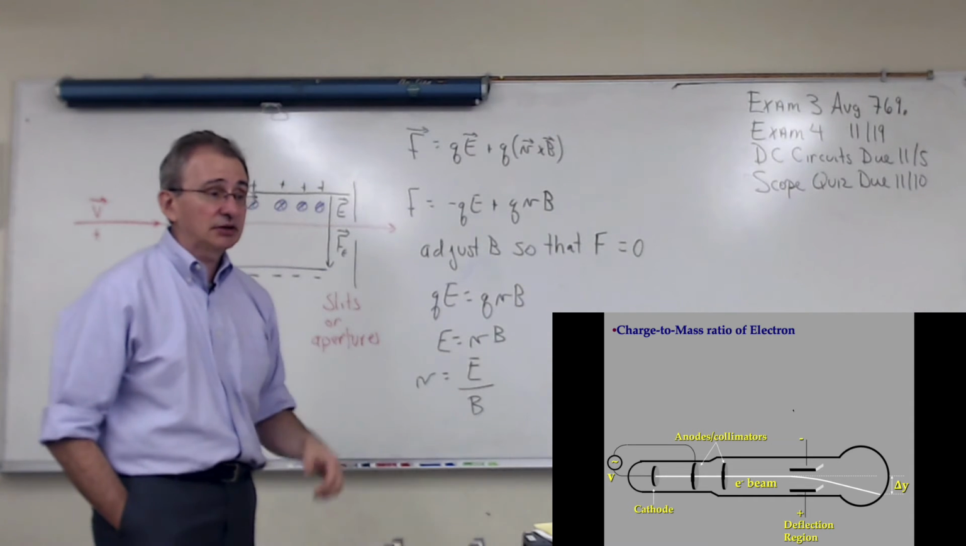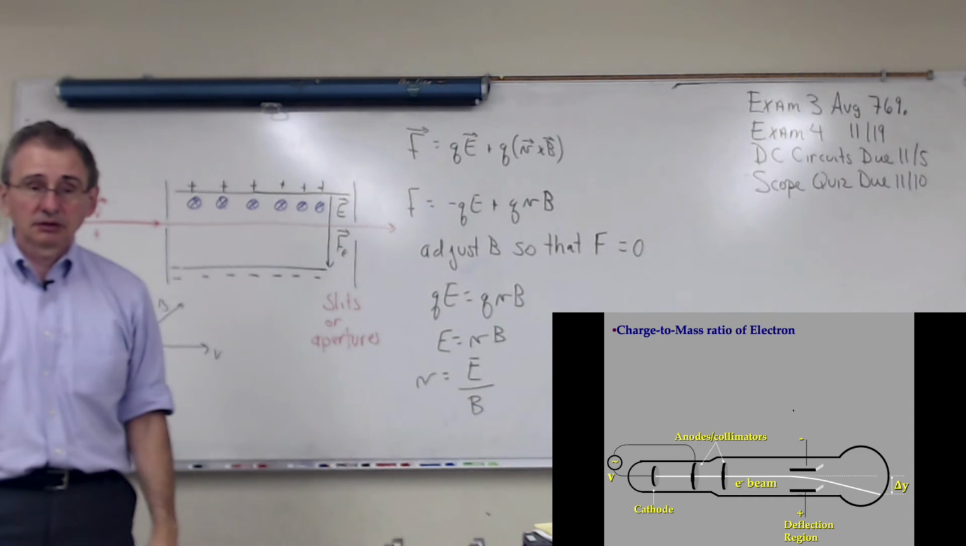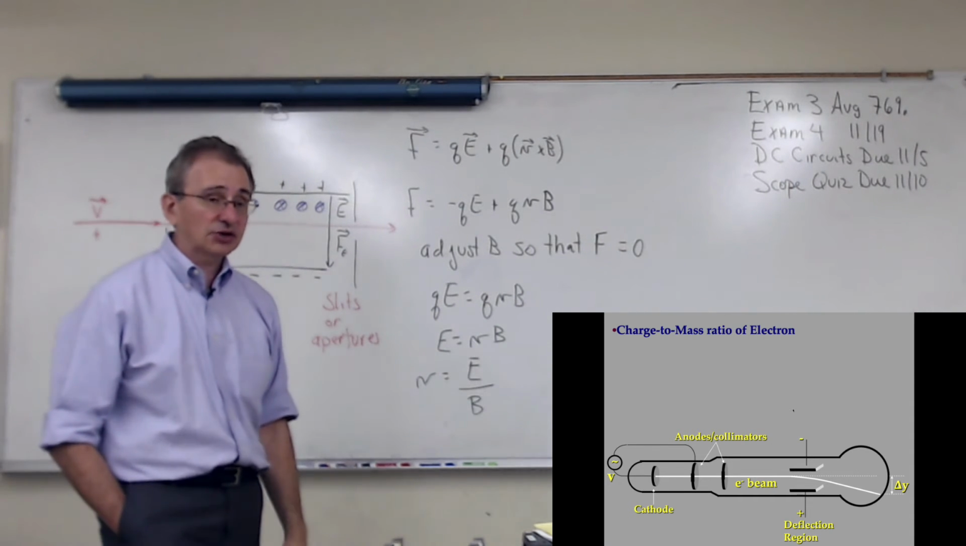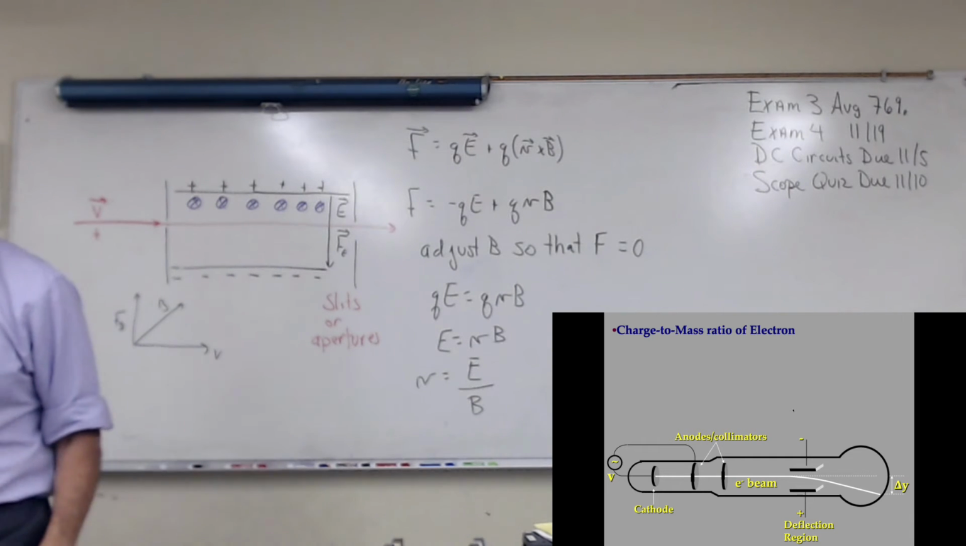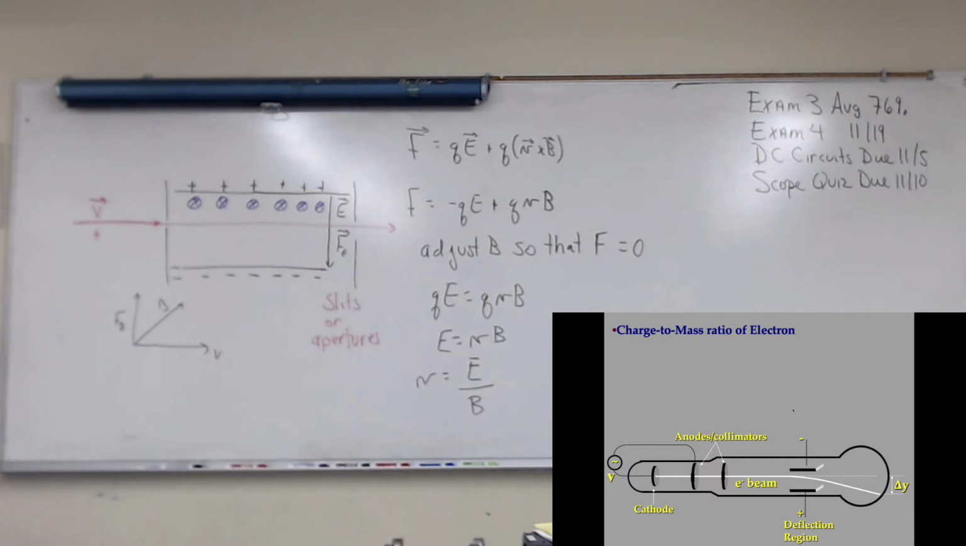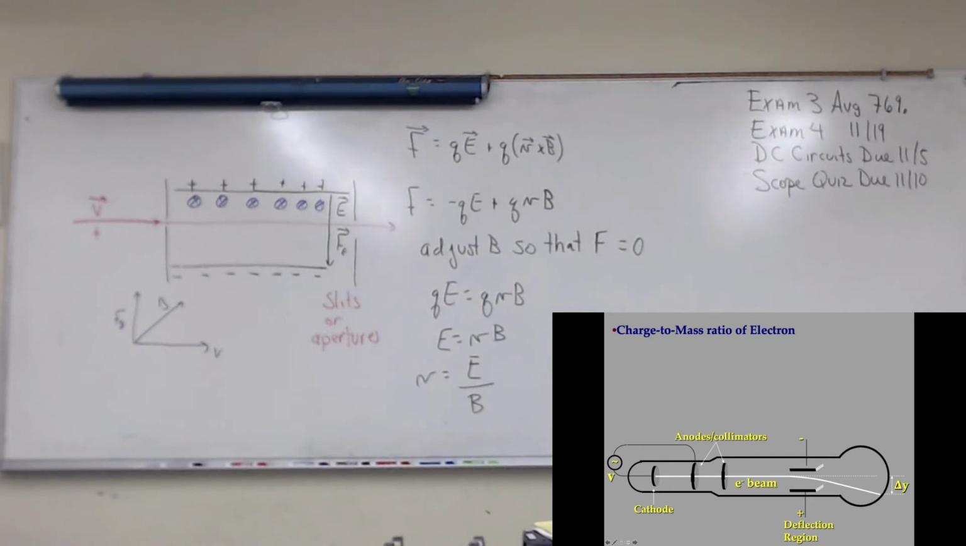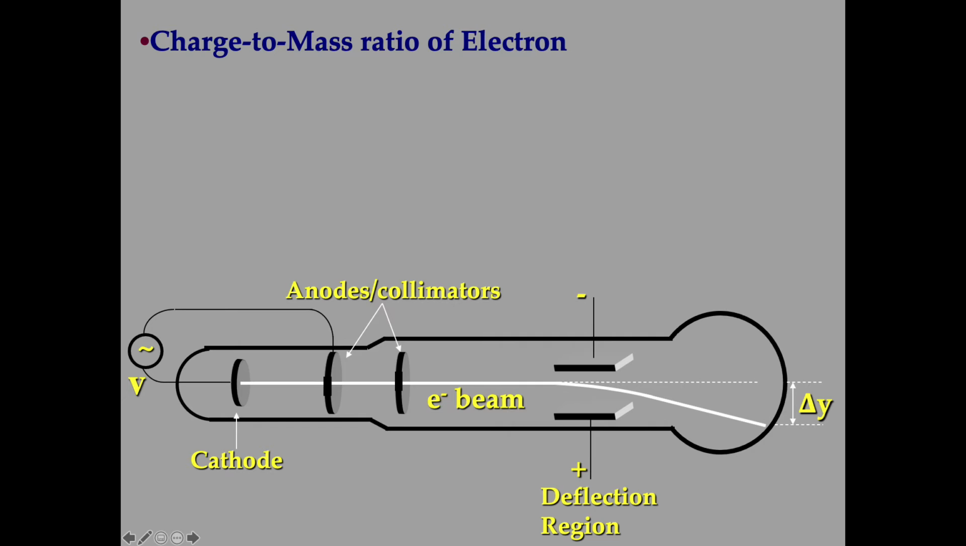So how is this used? Well, Thomson used it to measure the charge to mass ratio of the electron. So let me make this picture bigger for you guys. What did Thomson do? He had this tube many, many years ago, over 120 years ago.